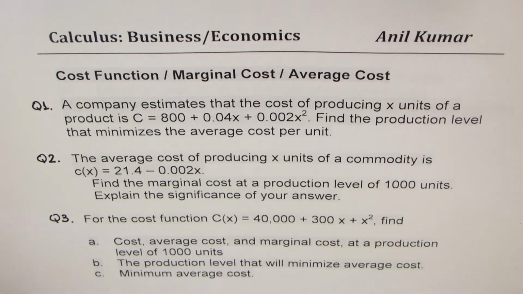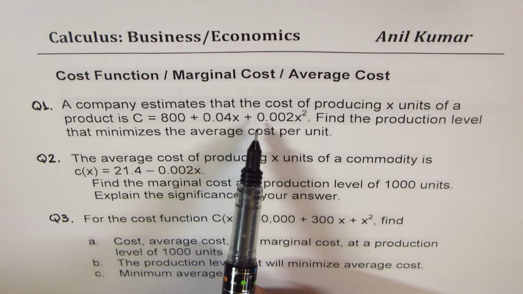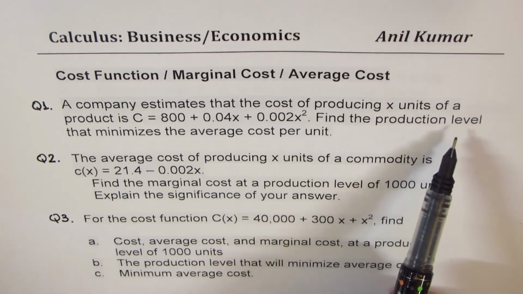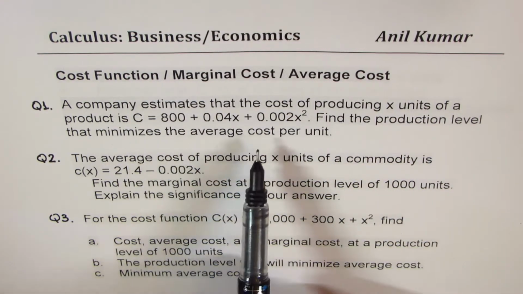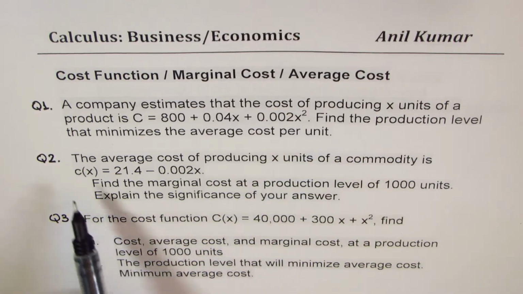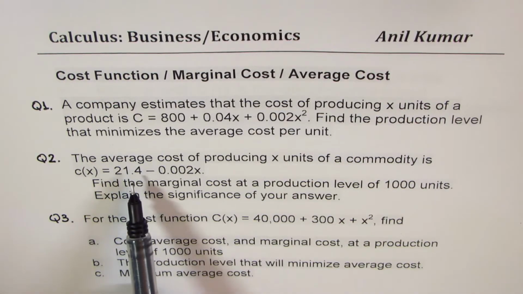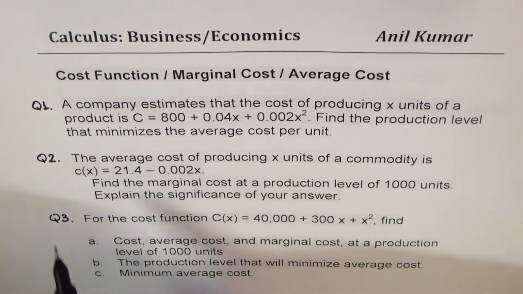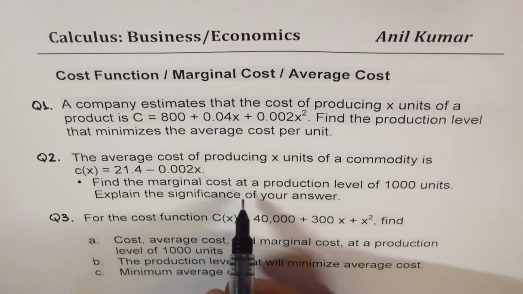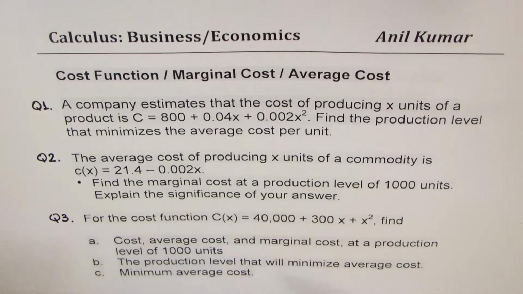Now, in the first question, we are talking about the cost function, and we need to find the production level that minimizes average cost per unit. In the second question, we are given the average cost, and we are trying to figure out the marginal cost and its significance. Question number 3 is kind of a review. You are given the cost function. You need to find cost, average cost, marginal cost, and also work with minimum average cost.